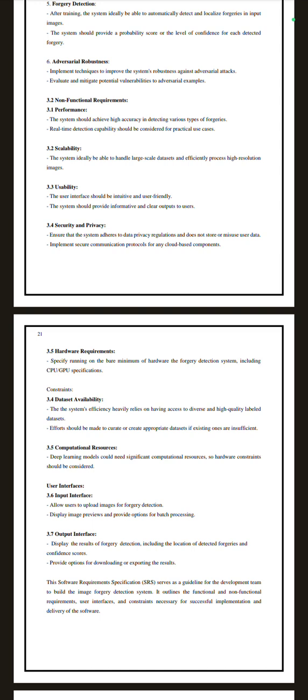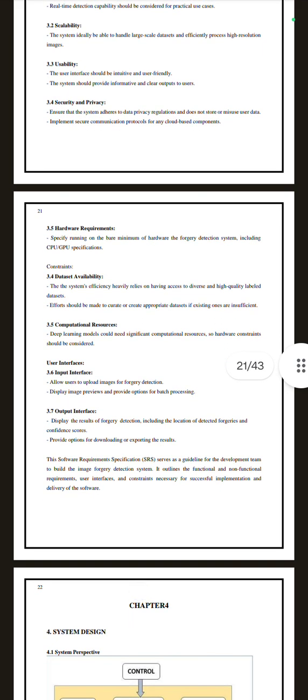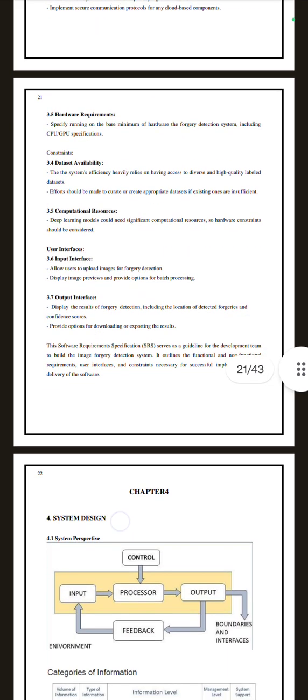Hardware requirements specify running on the bare minimum of hardware. The forgery detection system includes CPU and GPU specifications. Data availability: the system relies highly on having access to diverse and high quality labeled datasets. Effort should be made to create an appropriate dataset if existing ones are insufficient.